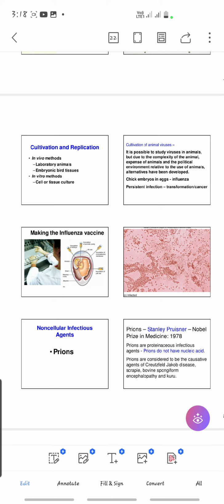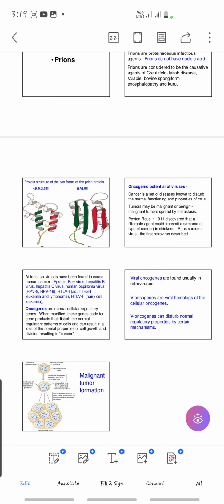Prions are considered to be the causative agent of Creutzfeldt-Jakob disease, Gerstmann-Sträussler-Scheinker syndrome or spongiform encephalopathy, and Kuru. In a simple way, a prion is a pathogenic agent that is transmissible and able to induce abnormal folding of specific normal cellular proteins. This protein is called the prion protein, and it is most abundantly located in our brain.